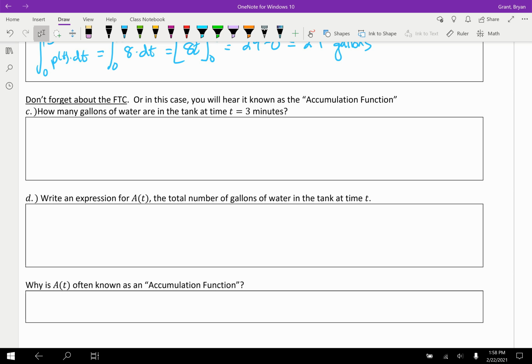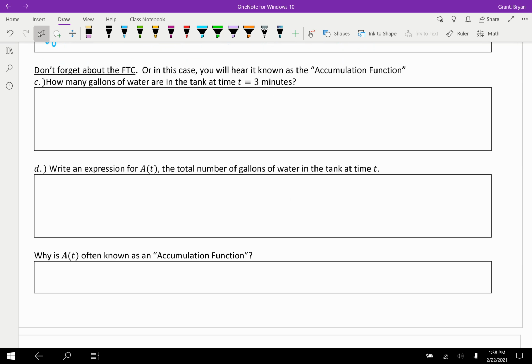First, we need to know how many gallons have been pumped into the tank over the first 3 minutes, right? If we find the total over the first 3 minutes, we'll have found how much is put in. Second, we'll need to find how many gallons have been taken out. But then lastly, we also need to know how many gallons were there to begin with. And so, when we set this up, I'm going to call this my accumulation function. How many total gallons have accumulated into the tank? And the way we do it is we take those 3 pieces into account.